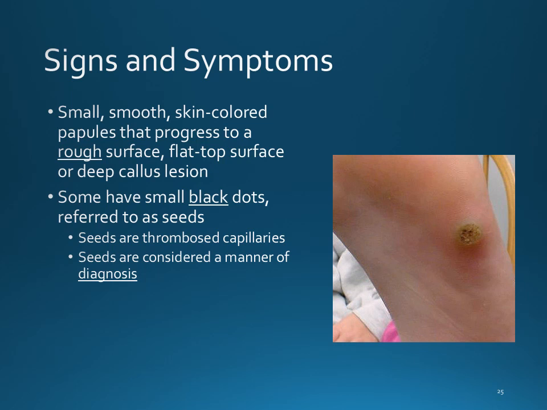What we call seeds are not actually seeds. They're actually thrombosed capillaries. So small little tiny capillaries that have burst at the base of the wart are what gives it that dark appearance that looks like a seed. And that's all it is. So you can have those two different appearances, okay? Either smooth top, rough top, seeds, no seeds. So you can have a combination of all that, unfortunately.